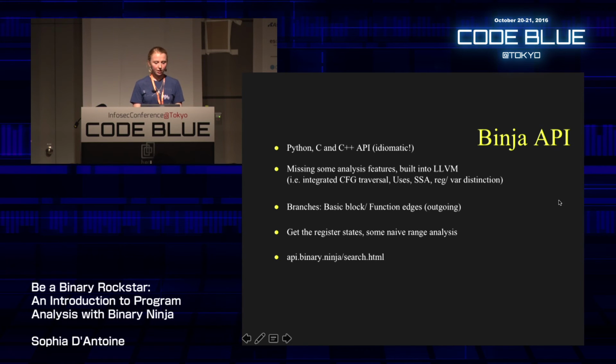So Binary Ninja has Python, C, and C++ APIs. They are still in development with a lot of features.